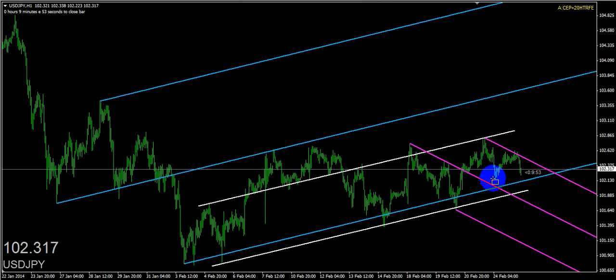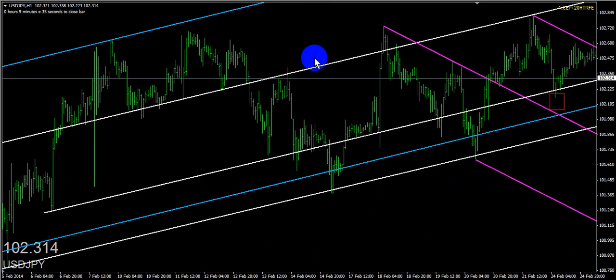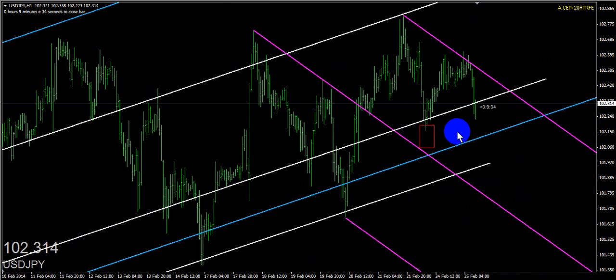So what we want to do is see if this low will be broken here. And if it continues to drop, we might be able to enter a short somewhere to go towards the median line.